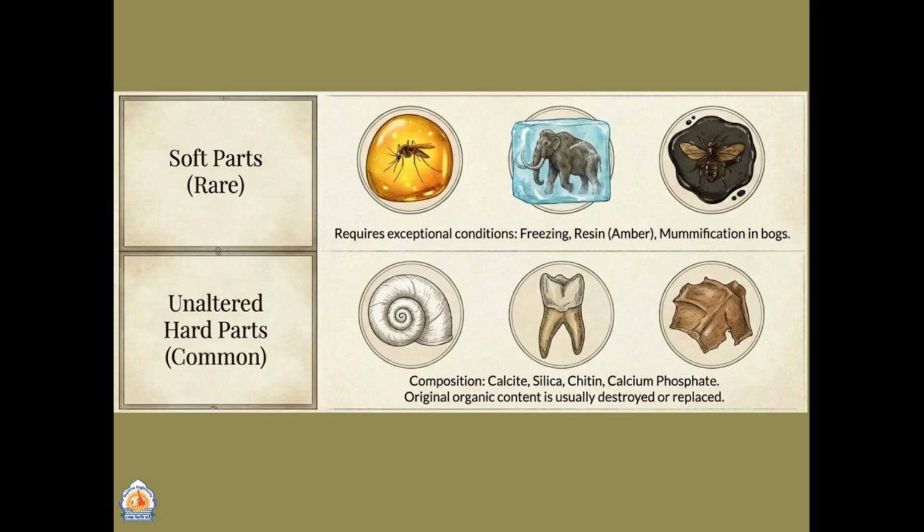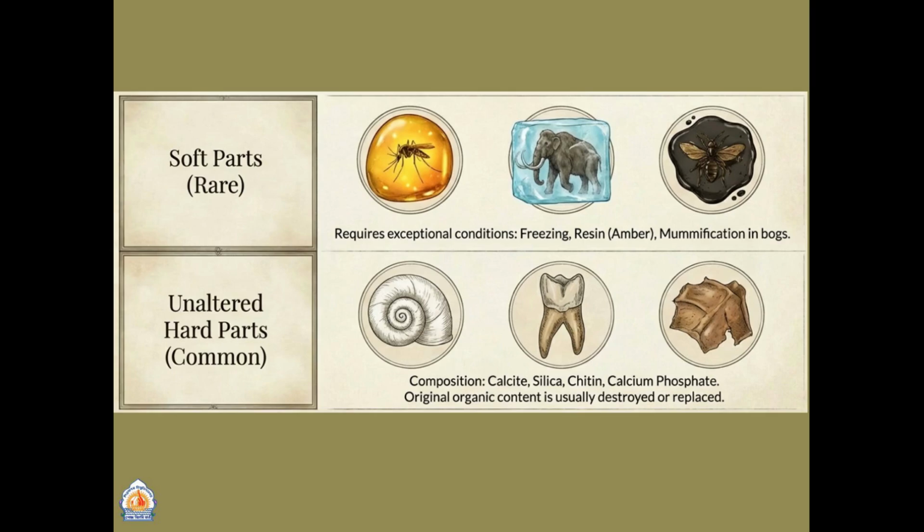The preservation depends on the burial conditions, chemical conditions, and diagenetic processes. Soft parts are rarely preserved but can occur through freezing, amber, mummification in bogs, oil pools, and in salt inclusions. The hard parts composed of silica, calcite, chitin, or calcium phosphate are more commonly preserved, and examples include shells of mollusks, brachiopods, arthropods, etc.